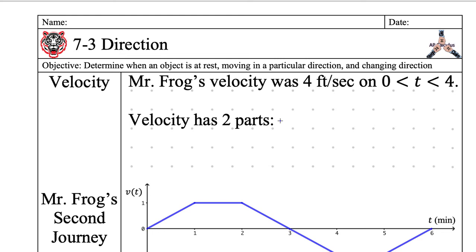All right, we're in AP Calculus. Today's date is Wednesday, January 8th, 1/8, 2020. We are on lesson 7-3. We're talking about direction today.